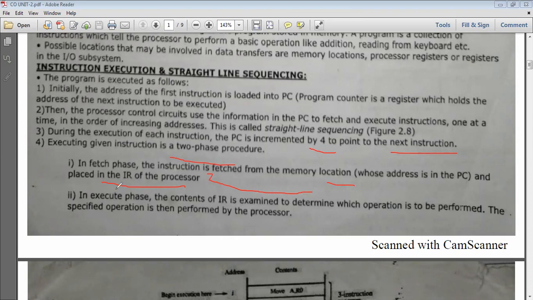In the execution phase, the contents of the IR are examined to determine which operation is to be performed. The specified operation is then performed by the processor. What is the meaning of execution phase? Doing the operation which is given in the instruction. That is the execution phase, calculating by using the processor as required. Okay, ma. So here we have the fetch phase and the execution phase.